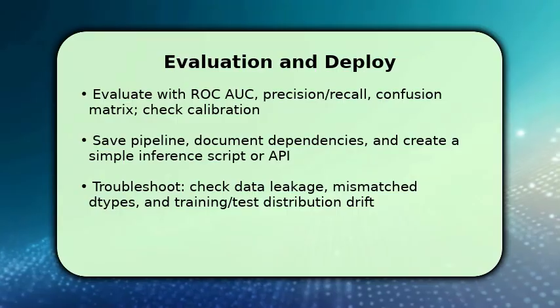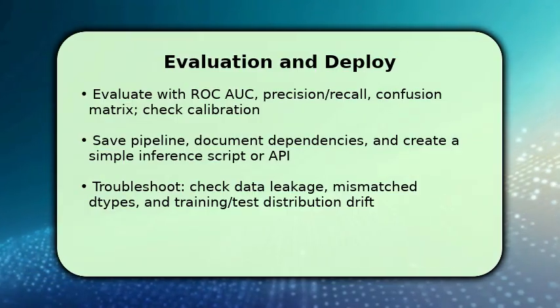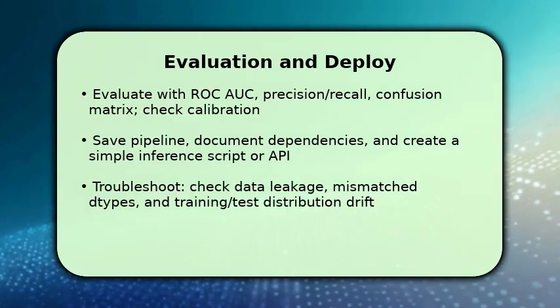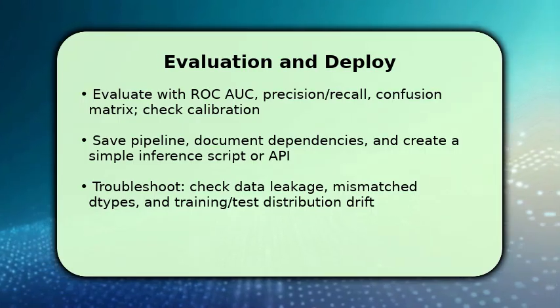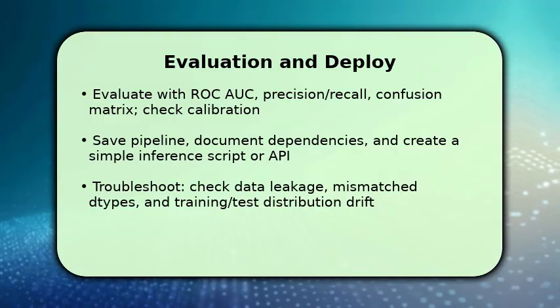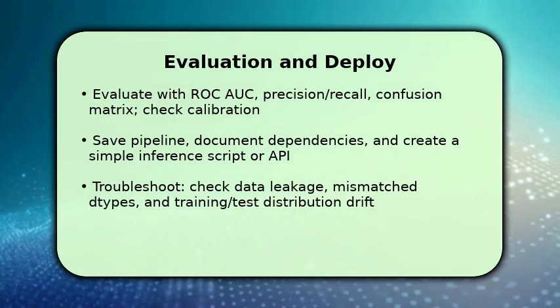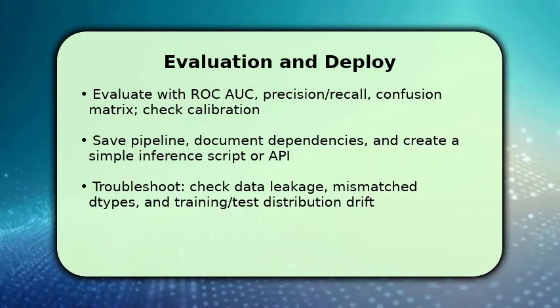You finalize by evaluating on the held-out test set using ROC-AUC and precision/recall to capture class balance issues, and plot a confusion matrix to inspect error types. Once satisfied, save the fitted pipeline and environment via joblib and requirements.txt or Conda environment.yml.